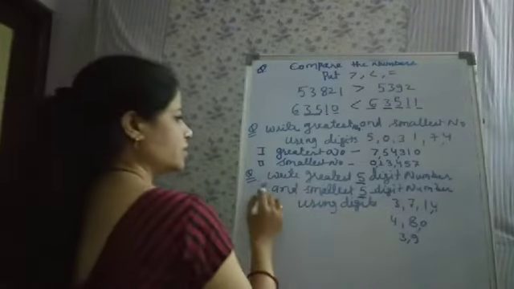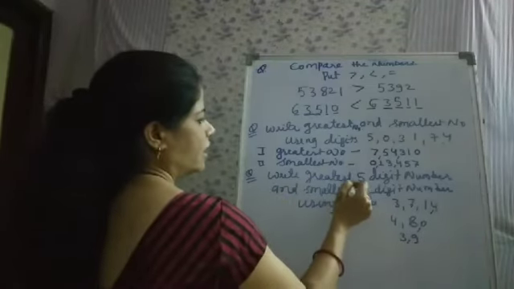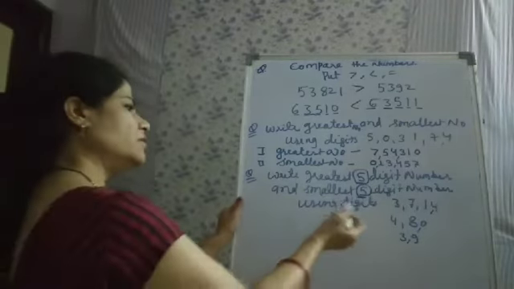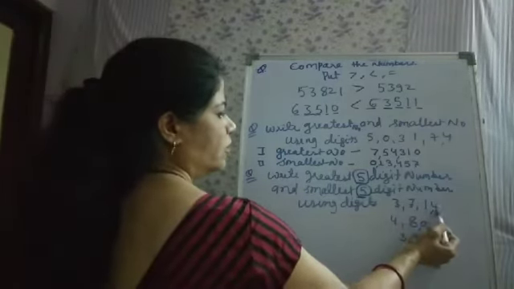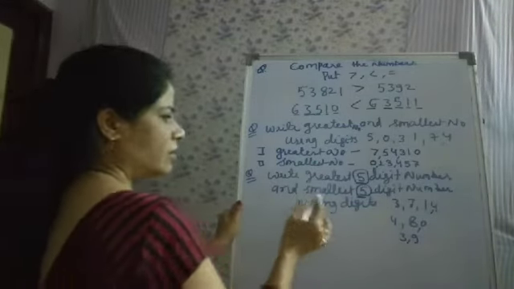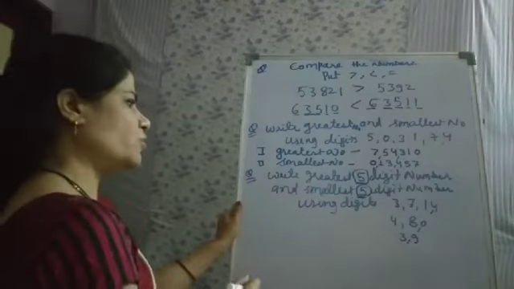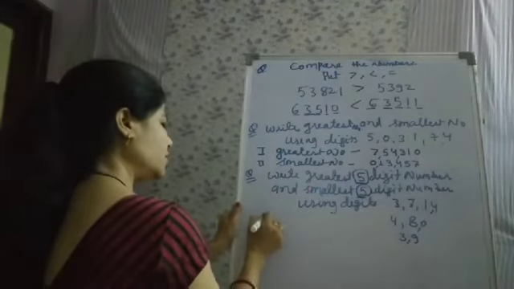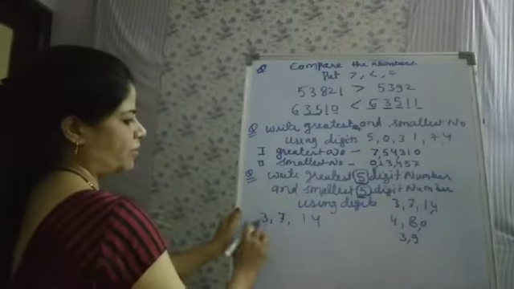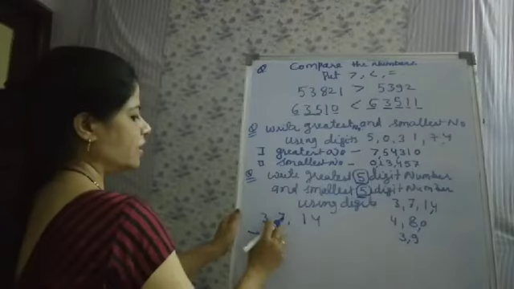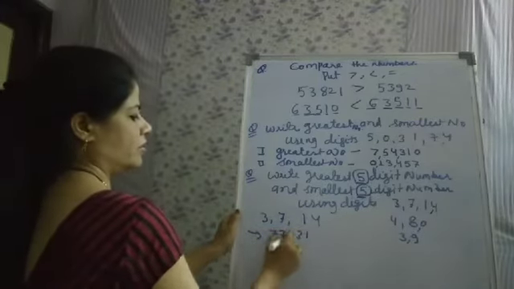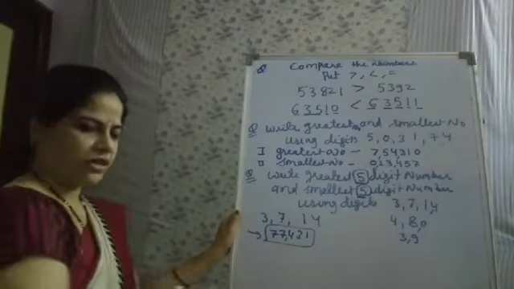Now next question is, write greatest 5-digit number and write smallest 5-digit number using digits. Here the restriction is you have to form the greatest 5-digit number and smallest 5-digit number by using digits. Here 4 digits are given, but you have to form greatest 5-digit and smallest 5-digit number. So digits are 3, 7, 1, 4. So the greatest 5-digit number formed by these digits, you have to repeat the greatest digit twice. 7, 7, 4, 3, 1. This is the greatest 5-digit number.